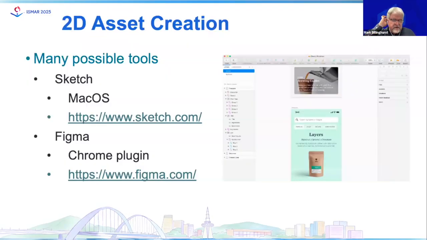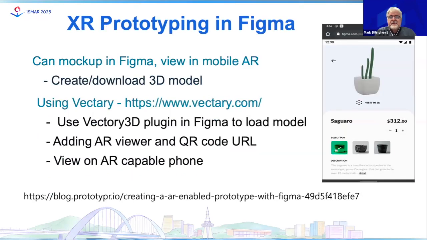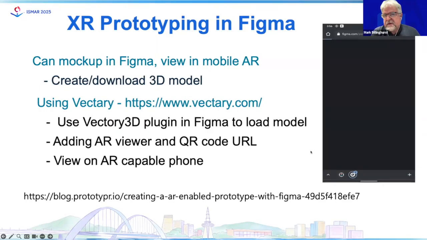Of course, for building mock-ups, you have to create some of the assets. And so there are a lot of tools you can use for building 2D and 3D assets, tools like Sketch on the Mac or Figma on the desktop. And Figma is also a good tool for prototyping as well. You can see on the right-hand side here an example of a mobile AR app that's prototyped in Figma.